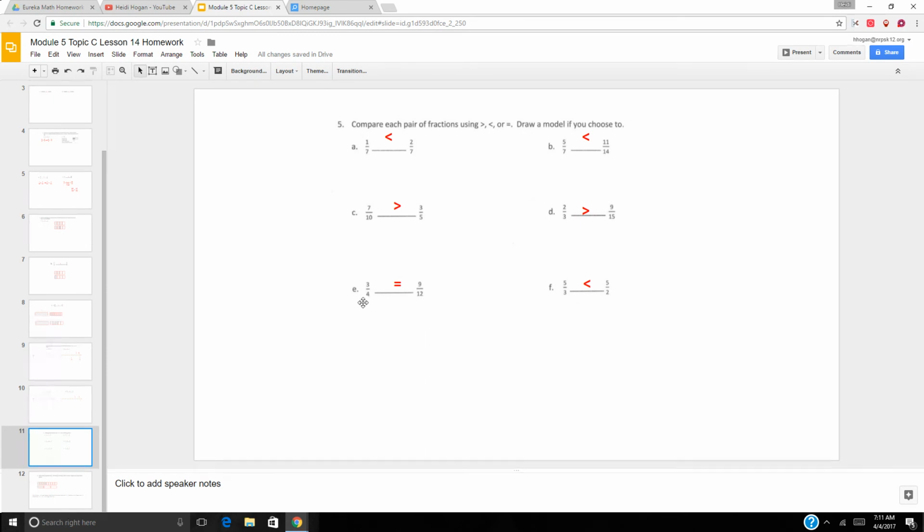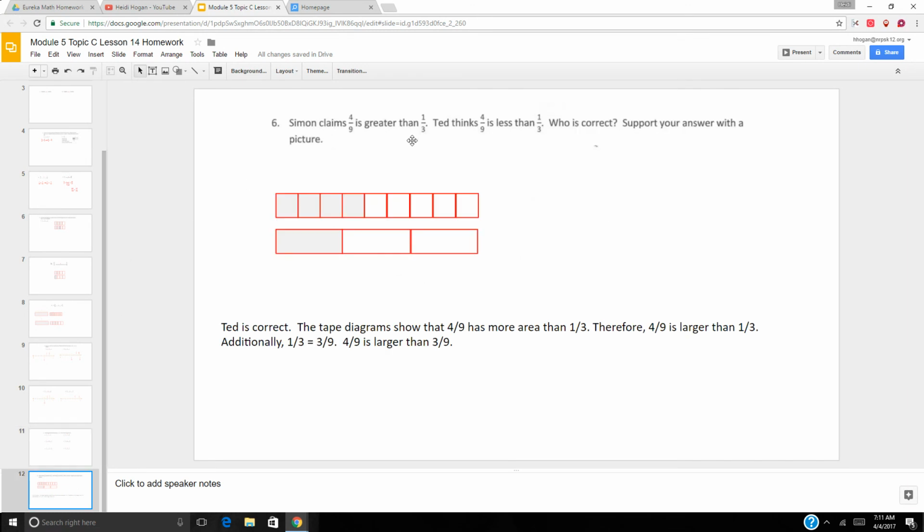3/4 and 9/12. Well, I know 4 times 3 is 12. 3 times 3 is 9. Oh, look, they're equal. Well, 5/3, 5/2. Well, we have the same numerator. We're getting 5 either way. Would you rather have thirds or halves? I'd rather have halves.